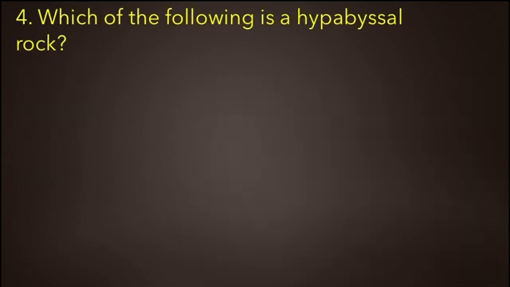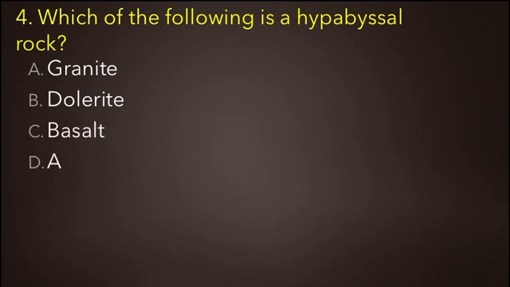Let us see the fourth question. Which of the following is a hypabyssal rock? We have options: A. Granite, B. Dolerite, C. Basalt, D. All of the above. We have the option dolerite to be correct.